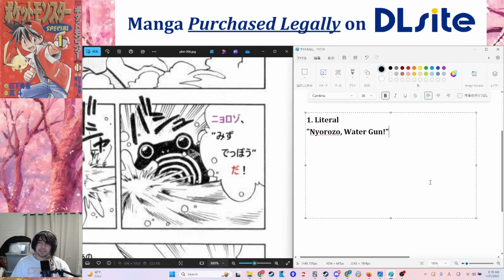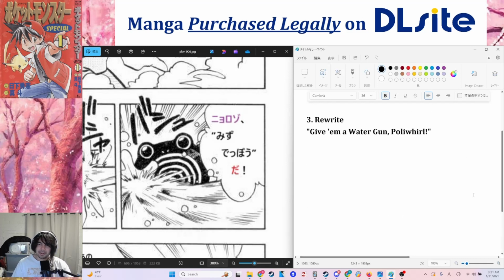Okay, translation 1, literal. It's Pokemon's name of the attack, simple stuff. The da is really unneeded. We don't really need to translate it here. I think it's totally fine without it. Cleaned up, I'm basically just specifying that we're using the move: Nyorozo, use water gun. Again, exact same idea gets across, but this sounds a little bit more natural.